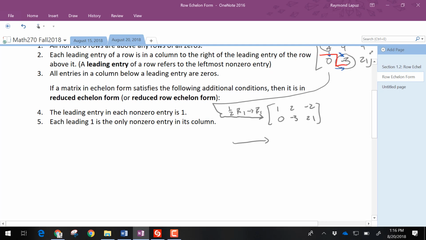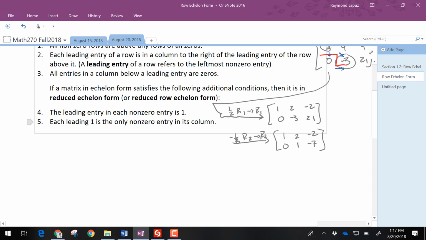What do we need to do to fix up the second row to make it satisfy four? So divide by negative three. Let's say we're going to multiply by negative one-third. Multiply that in row two to replace row two. So we get one and we get negative seven. Yes? It has to be positive one. Okay, so number four looks like it's satisfied. The leading entry in each non-zero row is one.